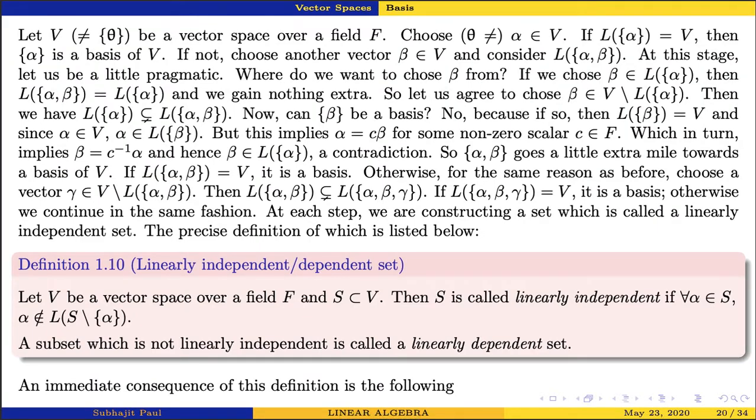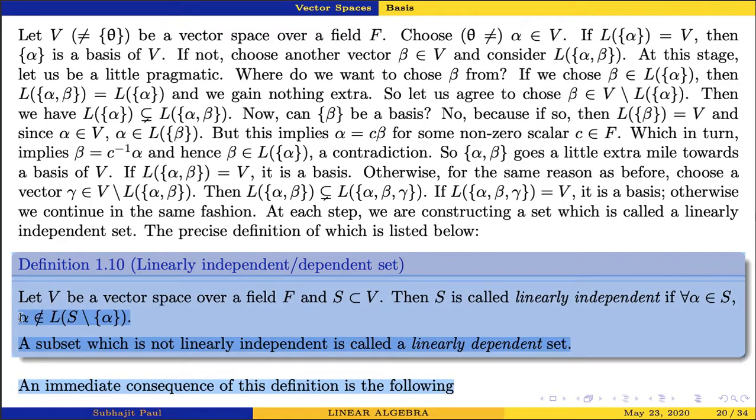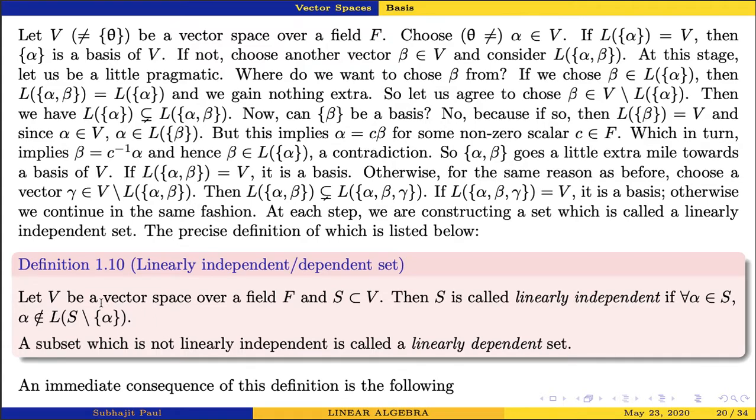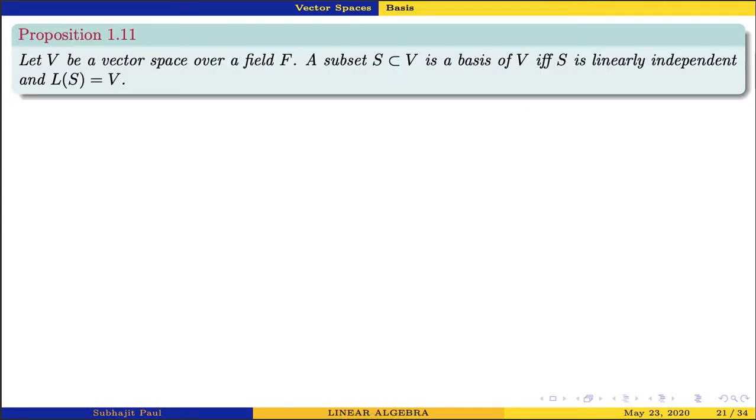See, no proper subset. This is the largest possible proper subset, S minus alpha, and it does not have the vector alpha in it. So definitely that means this does not generate the entire space V. That is what a basis is. So basis is the smallest generating set. So if it is linearly independent and L(S) equals V, then it is a basis.